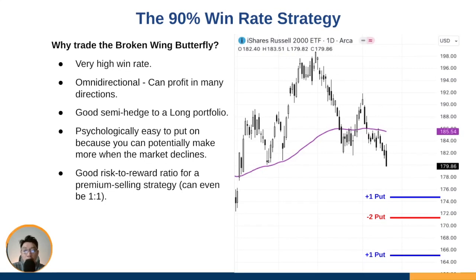But when it comes to this broken wing butterfly, you can actually construct one that is 1:1 or even close to it, and I'm going to show you how to do that later on. It all really depends on how you construct this broken wing butterfly. So basically, the risk to reward can be pretty good. Now, when I talk about risk to reward here, by the way, I'm talking about the max profit to the max loss.